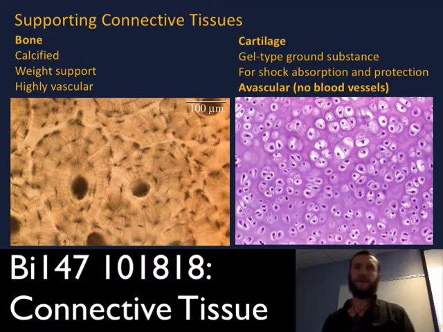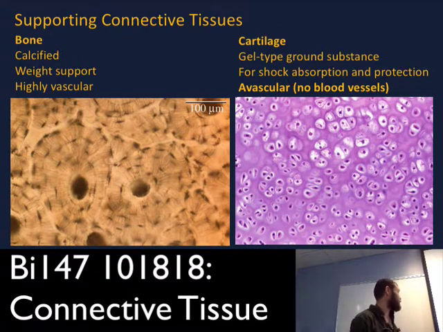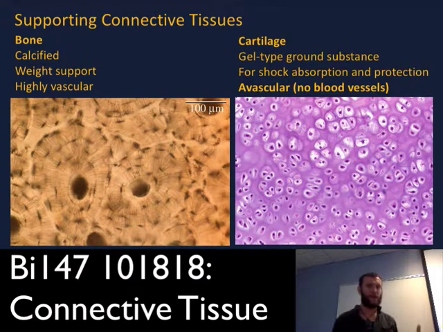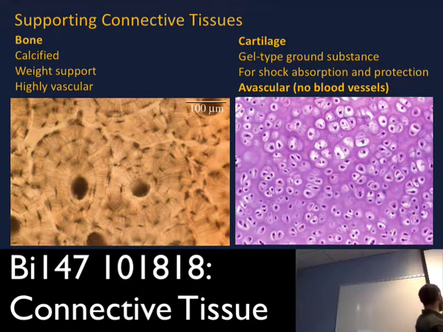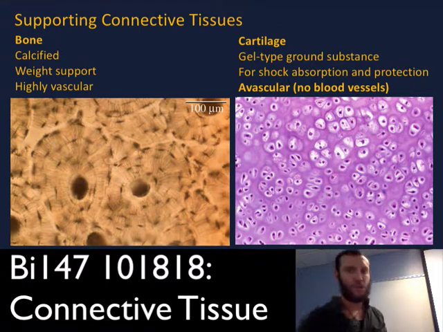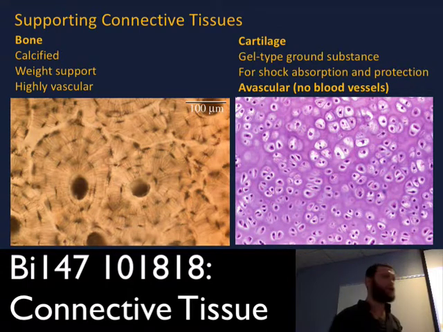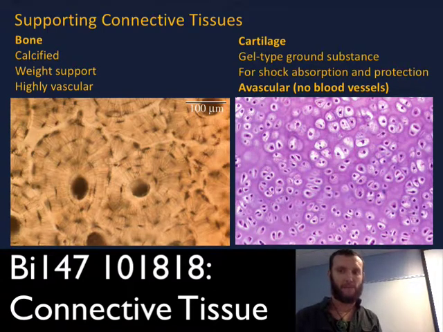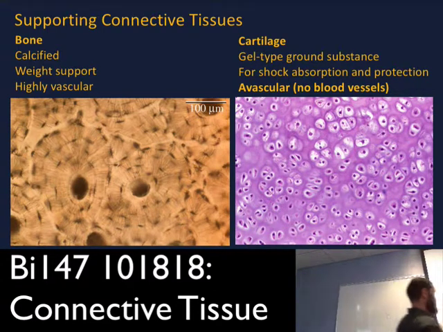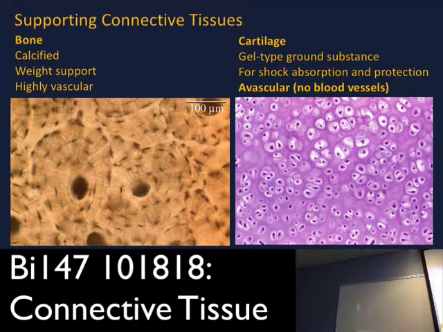The supporting connective tissues are bone and cartilage. I'm going to dedicate a whole lecture to bone. It's calcified, it supports your weight, and it is importantly highly vascular. Highly vascular. On the other hand, there is cartilage, with a gel-type ground substance for shock absorption and protection. So the ground substance in cartilage is much thicker than in areolar tissue. Thick gel. It's like a gel.